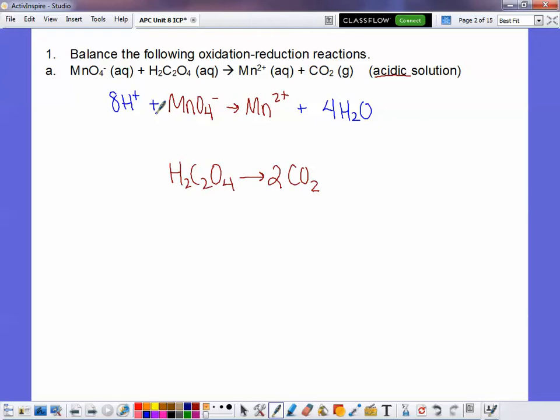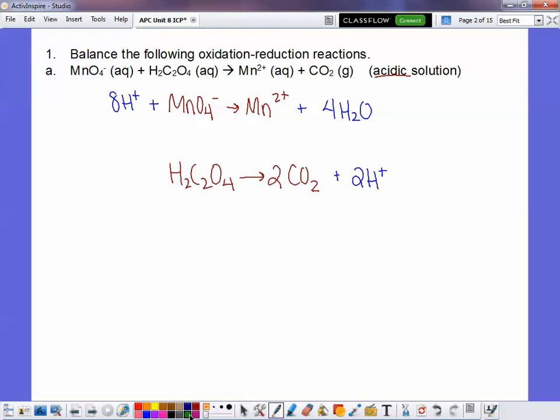And now for my second half reaction, oxygen is already balanced because we have 4 on the left and 4 on the right. I just need to balance out the hydrogens. So how many am I going to add into which side? 2 to the right. And now that we have all of the elements balanced, we now need to worry about the charge.